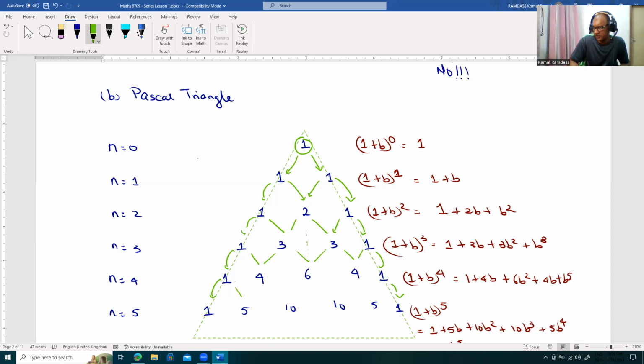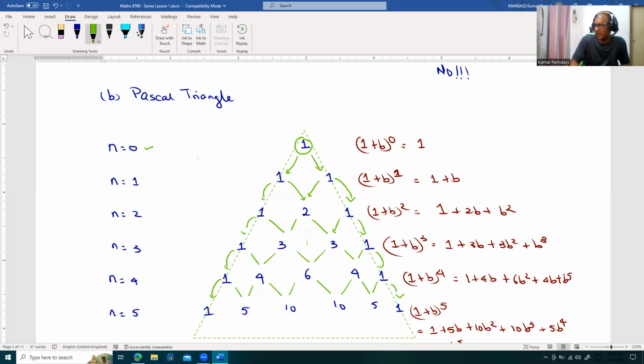Et ici, je gagne n plus 4, il y a 5, 4 plus 6, il y a 10, 4 plus 6, il y a 10, n plus 4, il y a 5, je gagne n, 5, 10, 10, 5, 1. Et là, je peux associer n is equal to 0. Et ça, n is equal to 1 x second row, n is equal to 2 x third row, n is equal to 3 x fourth row, n is equal to 4 x fifth row, n is equal to 5 x sixth row. OK. 1, 2, 3, 4, 5, 6.